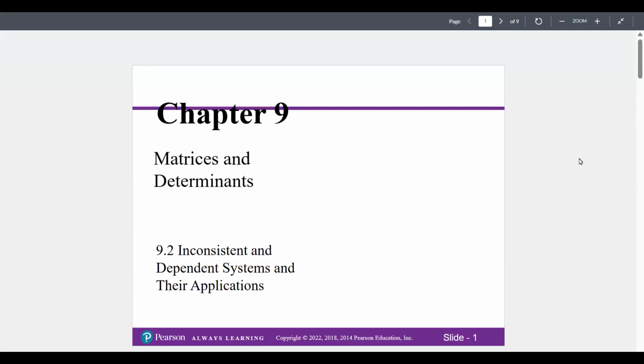Now that we've looked at how to solve a system of equations with a matrix, we can go back to talking about inconsistent or dependent systems of equations. These are ones that are going to have multiple solutions or infinite solutions, or they're going to be ones that have no solutions.